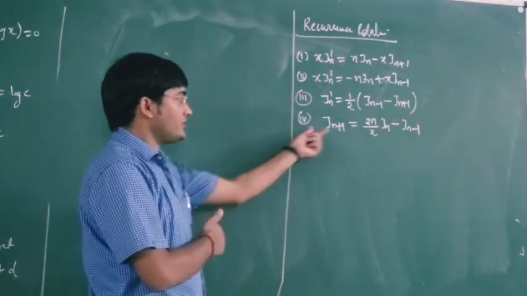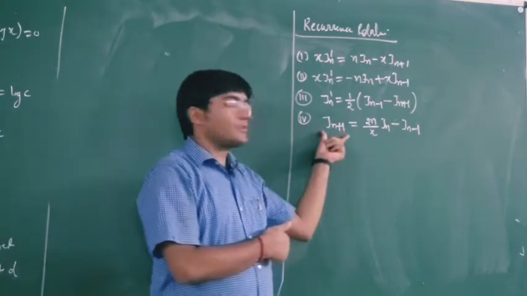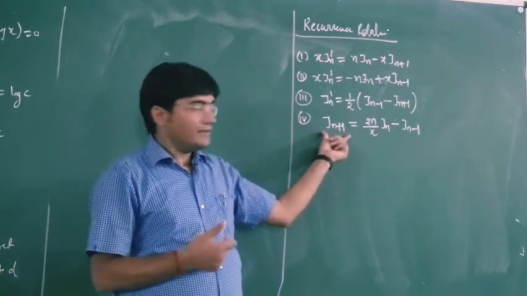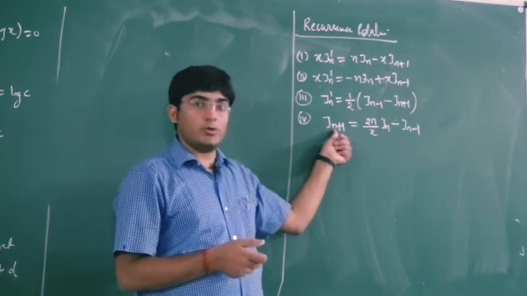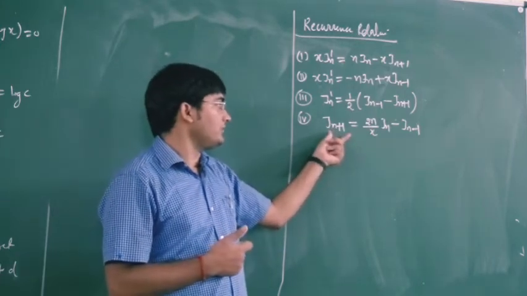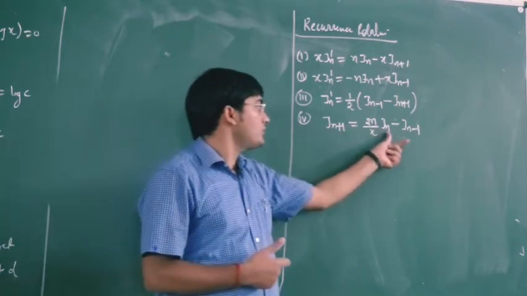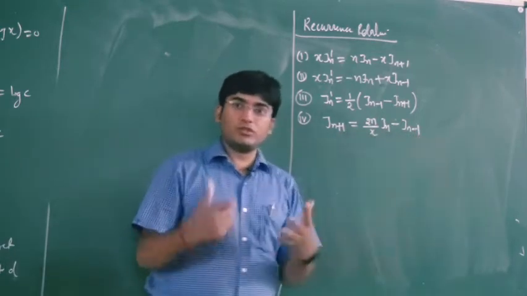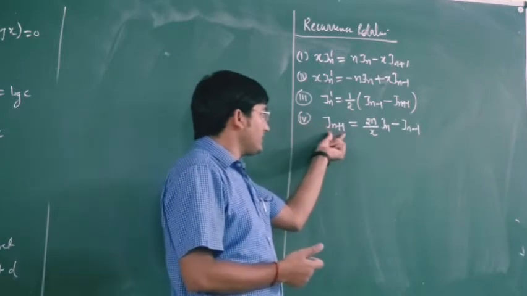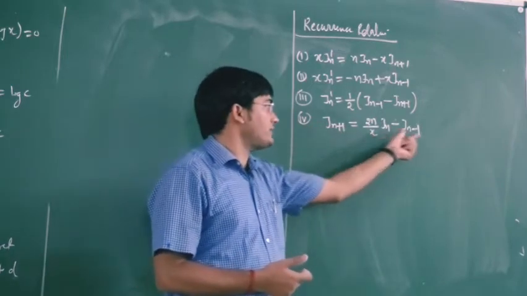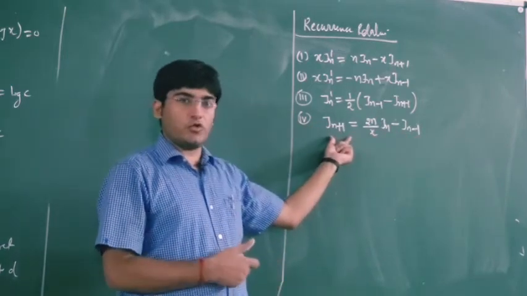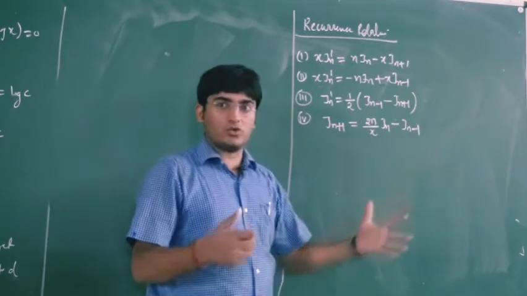Again, this formula is very important because this is your reduction formula. That means we can get the value of J2 if we put n equal to 1. So from this formula we can get the value of J2 in terms of J1 and J0. So this is your reduction. Similarly, we can get the value of J3 in terms of J0 and J1, we can get the value of J4 in terms of J0 and J1, and so on.